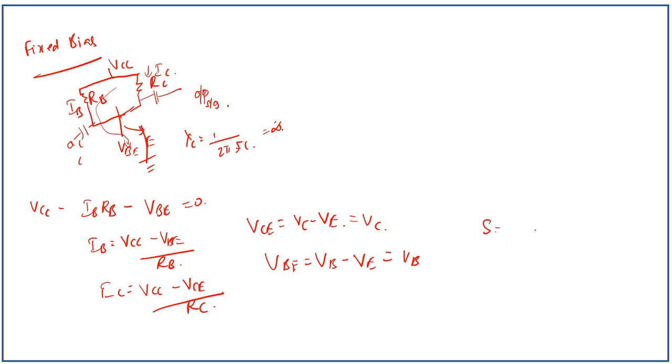And then S is equal to 1 plus beta by 1 minus beta dou IB by dou IC. When we do dou IB by dou IC, there is no IC term in IB. So dou IB by dou IC is 0. So S is equal to 1 plus beta for fixed bias circuit. So next we go for the next type of biasing, which is emitter bias configuration. So emitter bias.